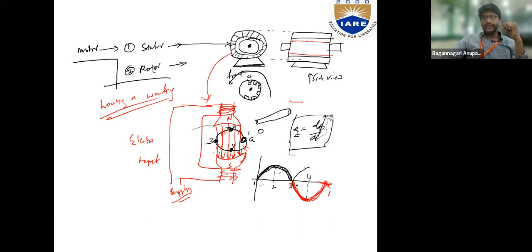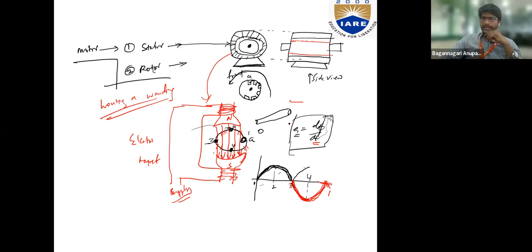So what is the need for making it vary like this, or why can't we place the conductor directly at position 2? What happens if I keep the conductor stationary at position 2? Will there be any EMF induced in that? We should have a time varying flux, right?